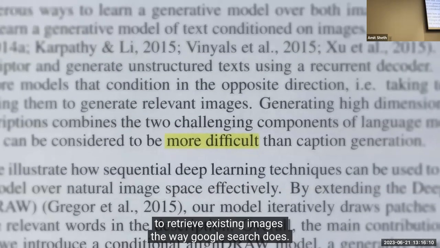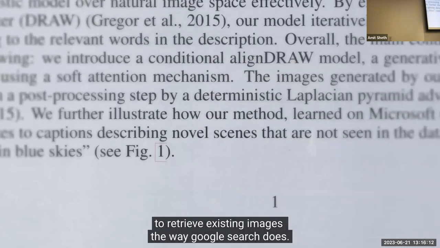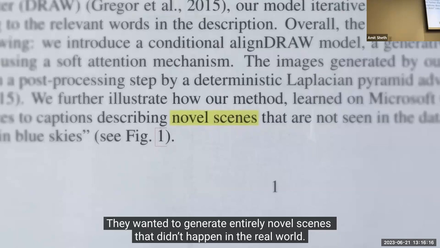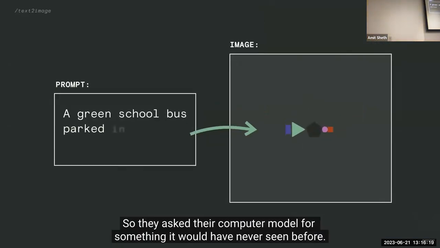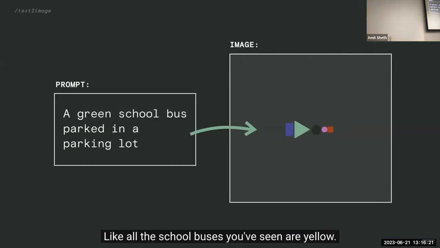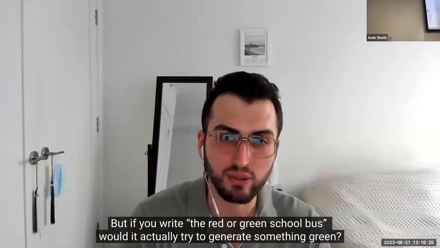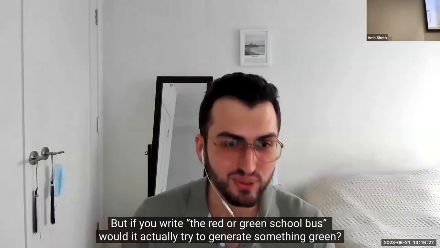They didn't want to retrieve existing images the way Google search does. They wanted to generate entirely novel scenes that didn't happen in the real world. So they asked their computer model for something that it would have never seen before. Like all the school buses you've seen are yellow, but if you write the red or green school bus, would it actually try to generate something green? And it did that.